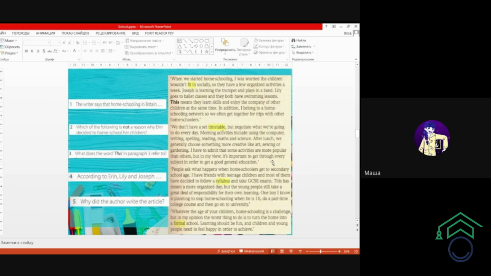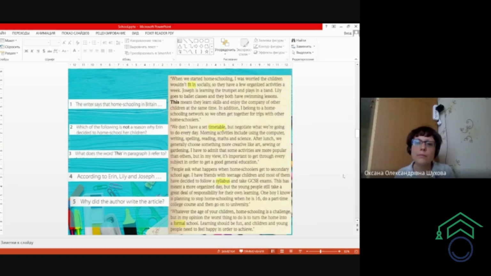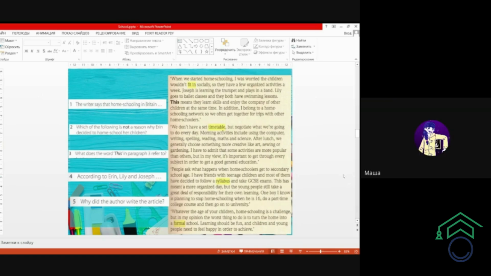Okay. I have to admit that some activities are more popular than others, but in my view, it's important to get through every subject in order to get a good general education. People ask what happens when homeschoolers get to secondary school age. I have friends with teenage children, and most of them have decided to follow a syllabus to take GCSE exams. This has meant a more organized day, but the young people still take a great deal of responsibility for their own learning. One boy I know is planning to stop homeschooling when he is 16, do a part-time college course, and then go on to university.